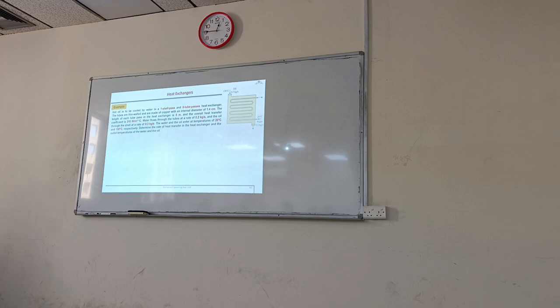So here we see a shell and tube type. How many tube passes? 1, 2, 3, 4, 5, 6, 7, 8. It's written also. Okay, so this is one shell and 8 tube passes.